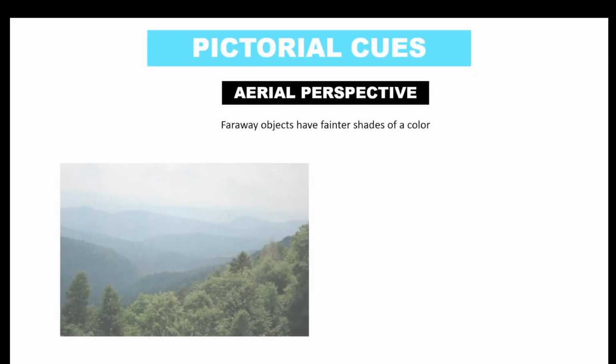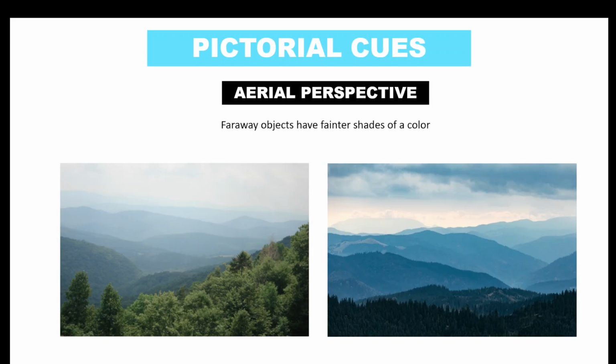The other cue is aerial perspective. Far away objects have fainter shades of a color, like the green fades away in the forest, or the mountains appear to be blue. So that's how it appears to us.